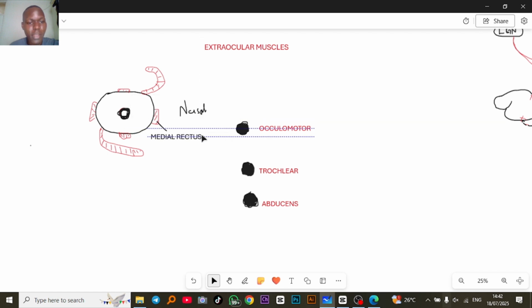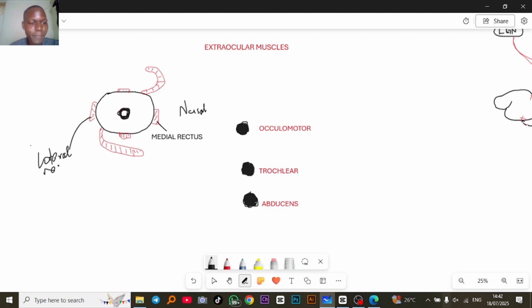Lateral rectus. So this will be called the lateral rectus.